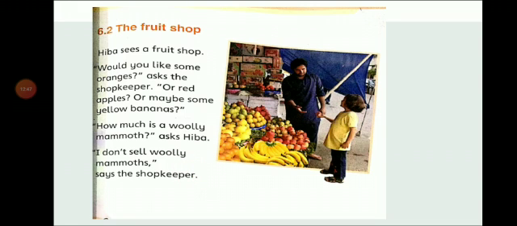Now what happened? Hiba went to the fruit shop. Of course, when you are going to a fruit shop, what would you find there? Will you find toys? No, of course you will find the fruits over there. So when she went to the fruit shop, the fruit seller thought that she wants to buy fruits. So he asked, "Would you like some orange? Or would you like to have red apples or yellow bananas?" But instead of that, Hiba said, "I want a woolly mammoth."